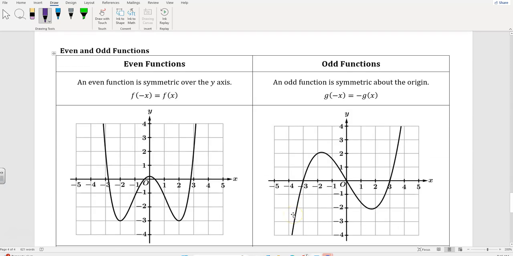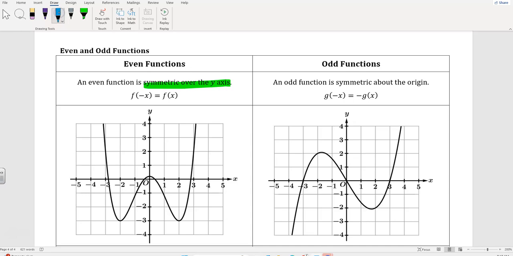Okay, here's some even and odd functions. We talked about these the other day, right? We talked about them in that ACT prep stuff. So, for an even function, the big key you need to remember is that an even function is symmetric over the y-axis. You should be able to fold that function in half on the y-axis. And what it means is that if you have f of -x, that's going to have the same y value as f of positive x.